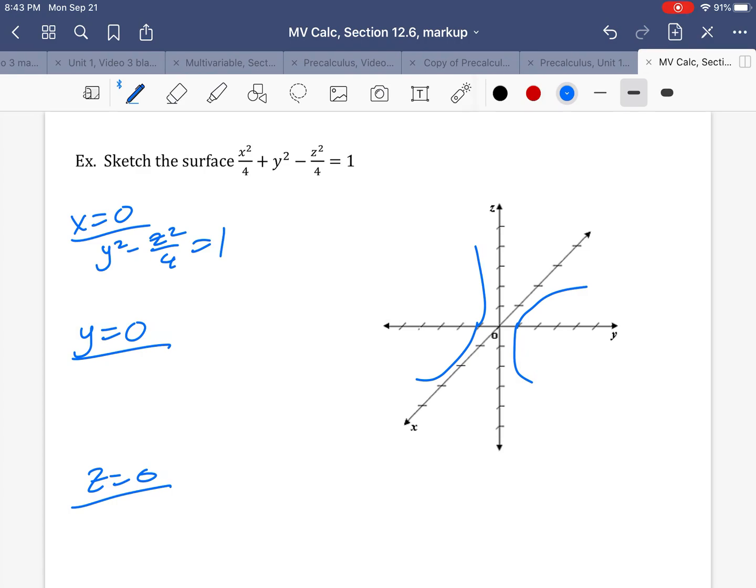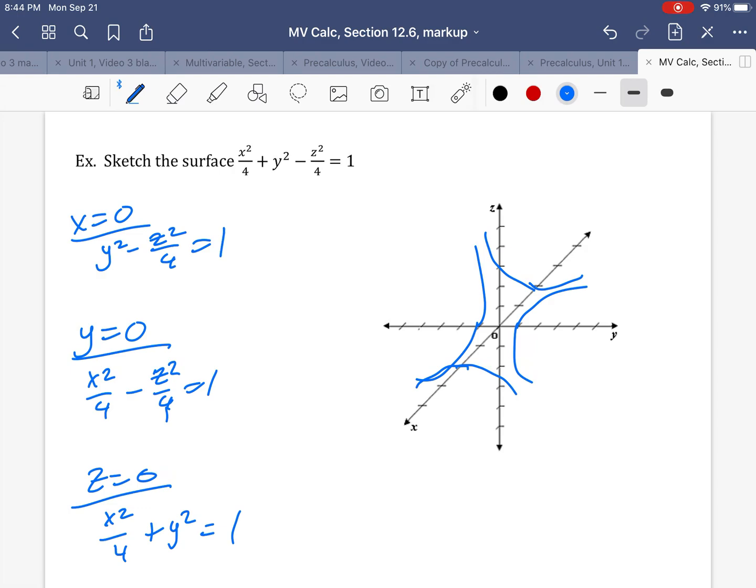All right, so stick with me for a minute. If y was equal to 0, then I would have x squared over 4 minus z squared over 4 equals 1. So that would be another hyperbola touching the x-axis at 2. So it's kind of going like this and like this. Okay. Then if z equals 0, I have x squared over 4 plus y squared equals 1. That's an ellipse. An ellipse that is going along the xy plane. It goes 2 in the x direction and 1 in the y direction.